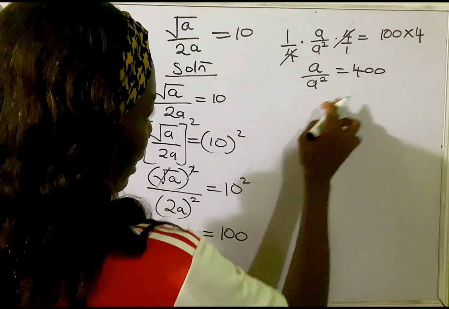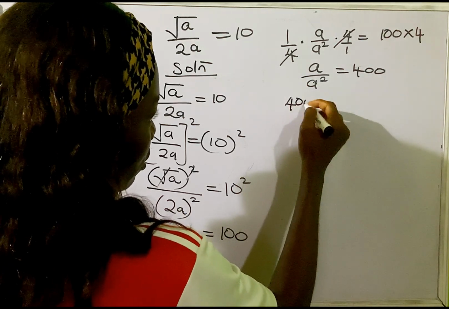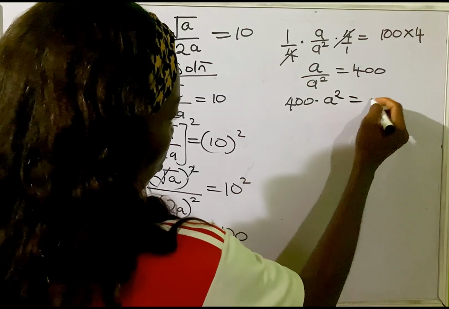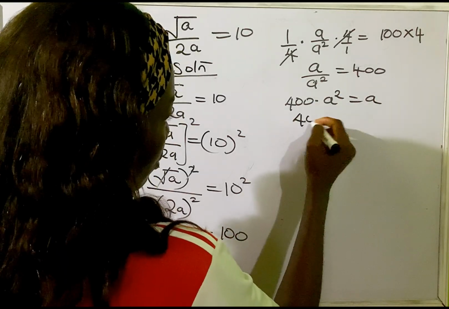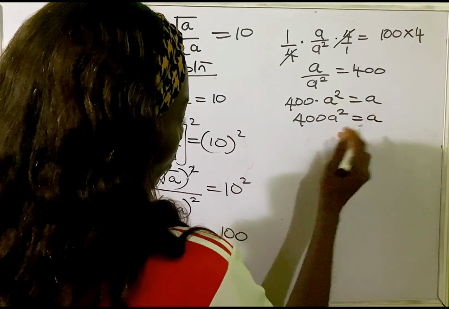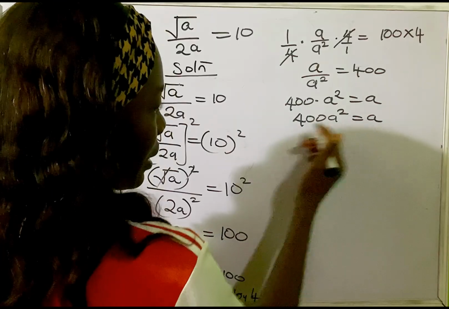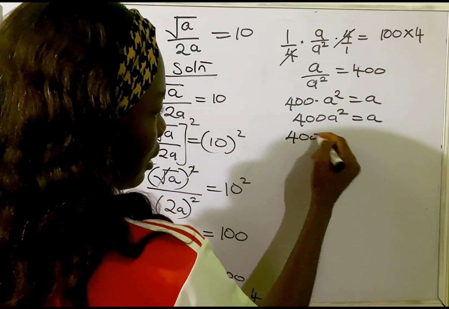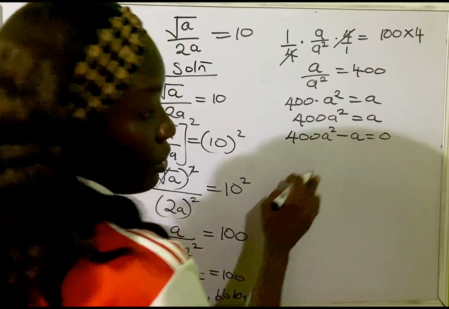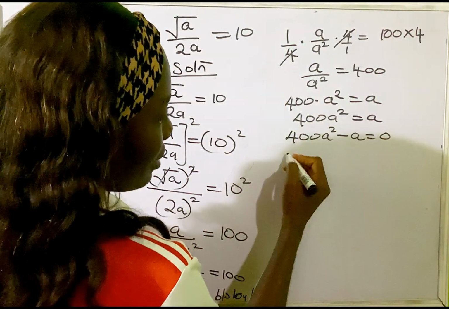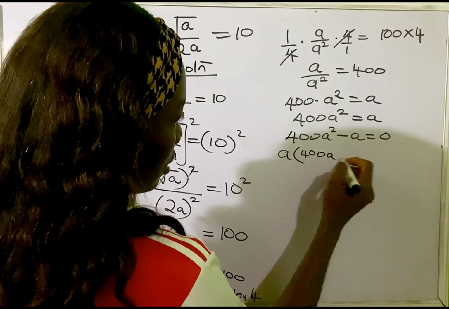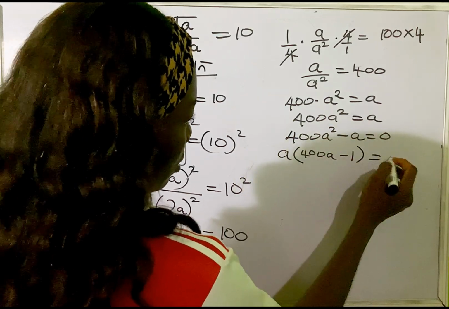So let's cross multiply. We have 400 multiplied by a squared is equal to a. So 400a squared is equal to a. All right, so you can equate this to 0: 400a squared minus a is equal to 0. Let's factorize now. If we factorize, a is common: a(400a minus 1) is equal to 0.